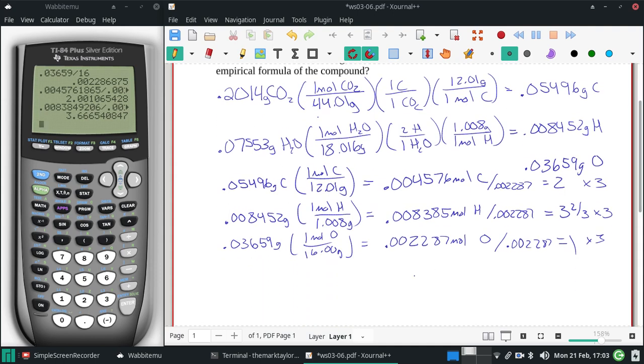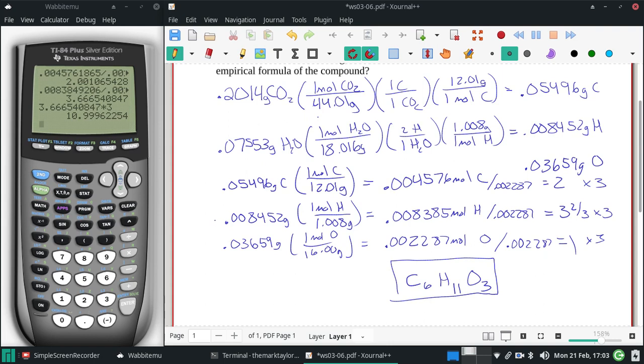to give us an empirical formula of C6H, let's see, 3 2/3 times 3, well, heck, I'm going to cheat, that times 3 is 11. And then O is just 3. Giving me an empirical formula, which is what this one asked for.